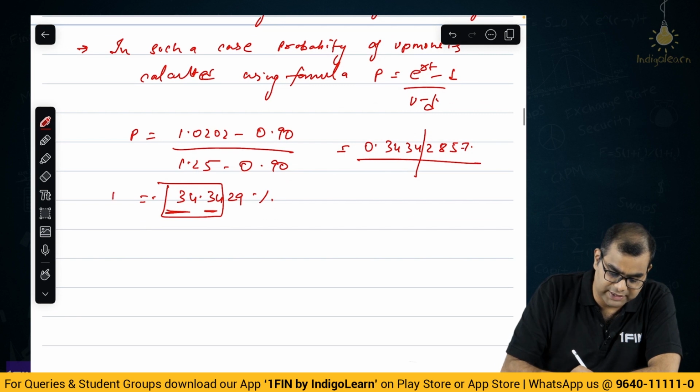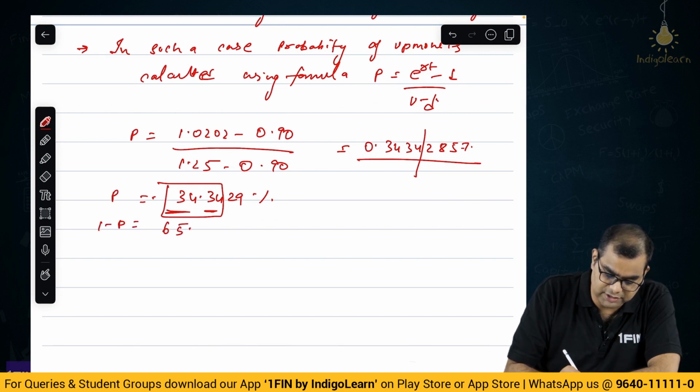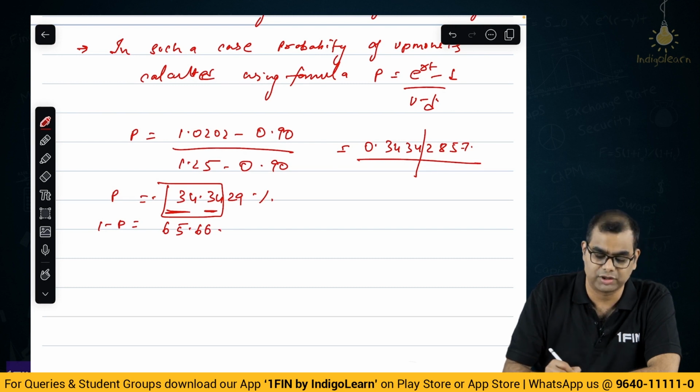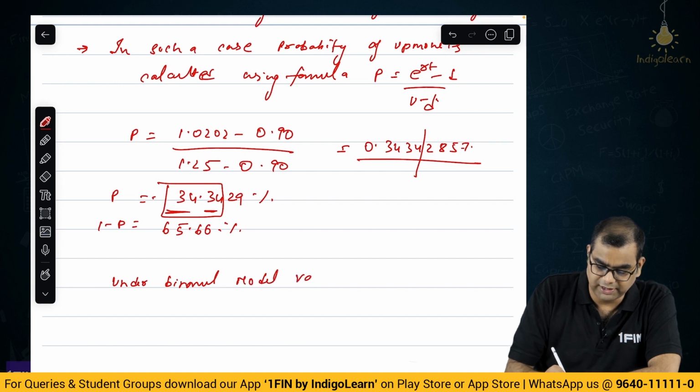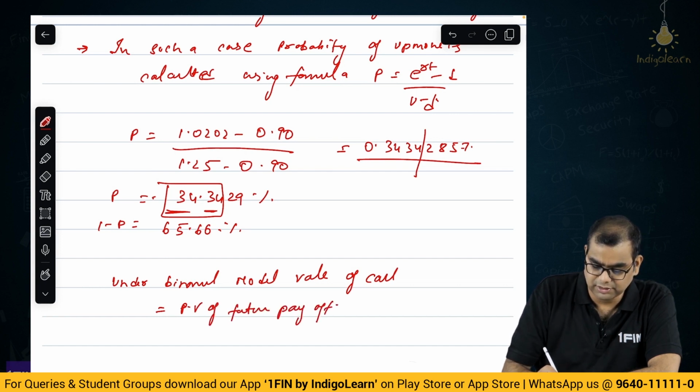Okay, so you get P is equal to this, and 1 minus P is equal to 65.66, right? Because 1 minus 34.34 is 65.66%. Now you have these values. Under the binomial model, the value of a call is equal to the present value of future payoffs, the present value of expected future payoffs.